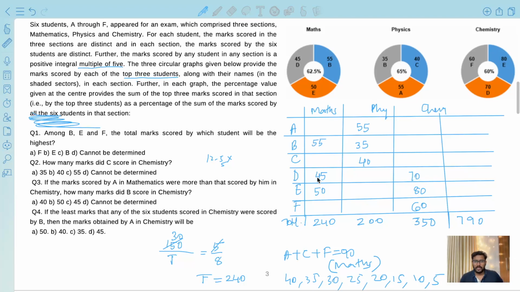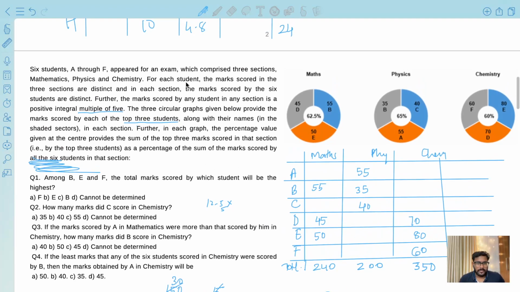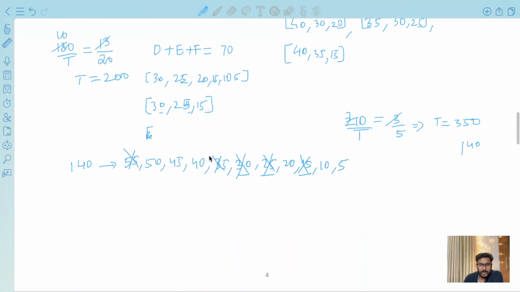The marks will not repeat. For each student, the marks in the 3 sections are distinct, and each section's marks scored by the 6 students are distinct. Oh, then we're not able to do this thing.